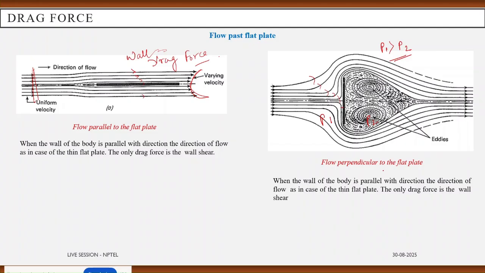So this is what we want to mean, that the drag force and the form force due to pressure difference are created. It depends on the geometry of the object that is immersed in the fluid.